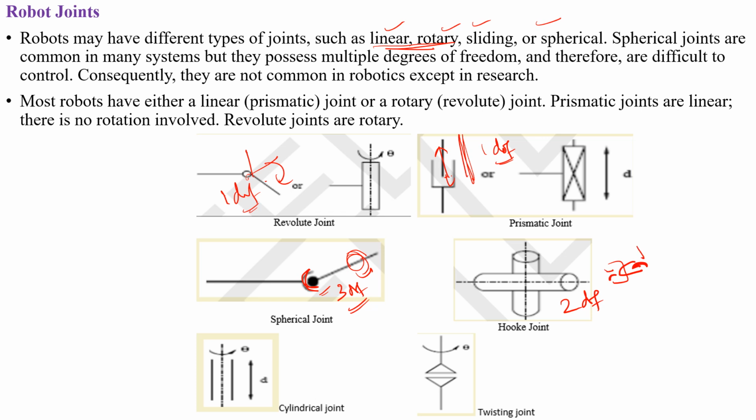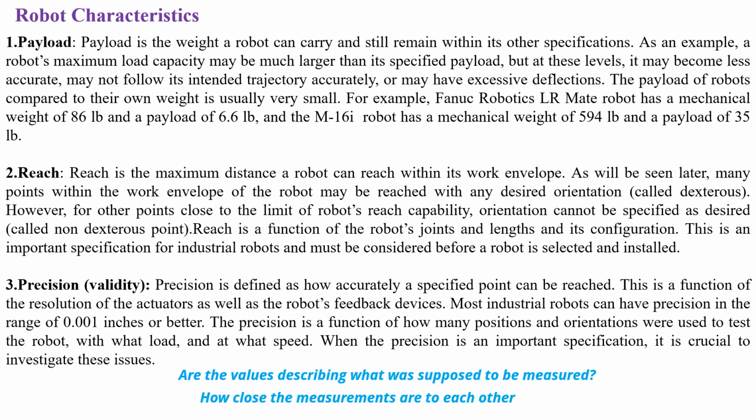Okay, then next is the cylindrical joint, so you have the variable here as well as you have the variable. So 2 degree joint. So we have prismatic as well as rotary joint. Okay, and then this is one twisted joint. You can twist in this fashion. Okay, so these are the variable joints used in the robot.